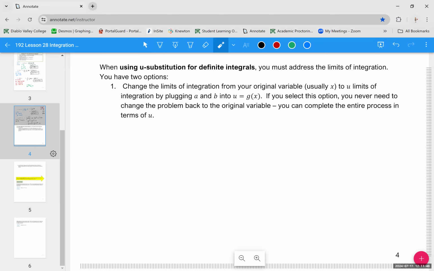So what I suggest you do is change the limits of integration from x to u by basically just plugging them in. If you do this option, you never need to change the problem back to x. So you complete the entire process in terms of u. Let's do an example.